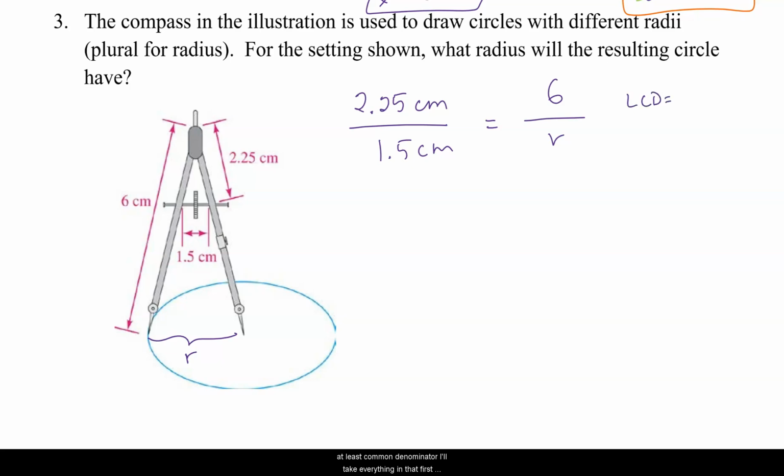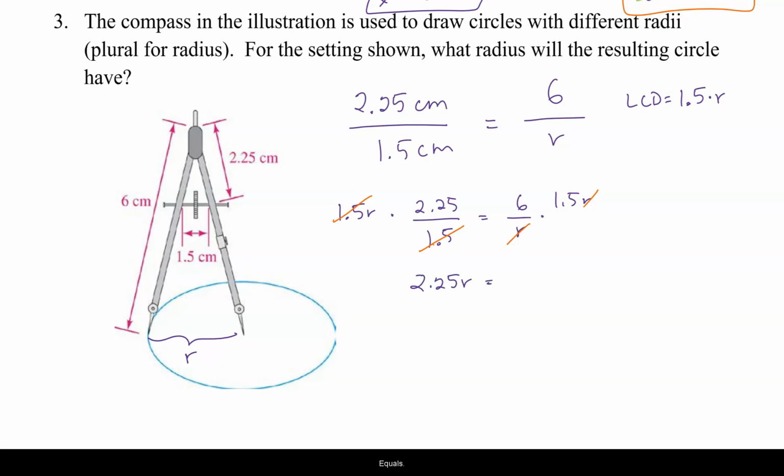We can create a least common denominator. I'll take everything in that first denominator, 1.5. I'll take the second denominator, R, it's not up here, so let's write it down. And then we're going to multiply both sides by 1.5R. 1.5R times 2.25 over 1.5. 6 over R times 1.5R. And then we can cancel common factors. 1.5s will cancel on the left. R's will cancel on the right.